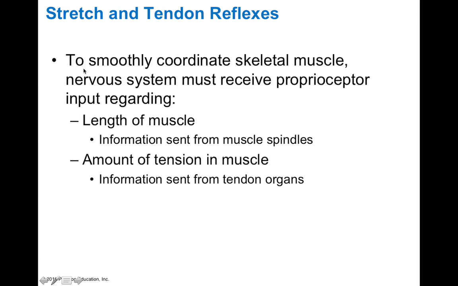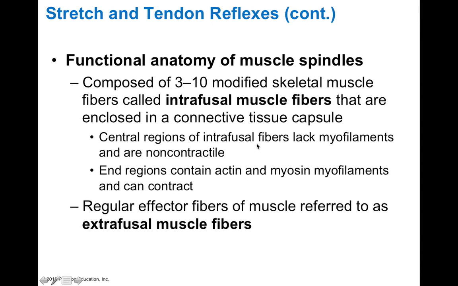These are normally used by our body to smoothly coordinate skeletal muscle. The nervous system must receive proprioceptor input that tells us about the length of muscle and the amount of tension in that muscle. The way we get information about length and tension comes from muscle spindles. A muscle spindle is composed of 3 to 10 modified skeletal muscle fibers called intrafusal muscle fibers. These are enclosed in a connective tissue capsule within the muscle itself.